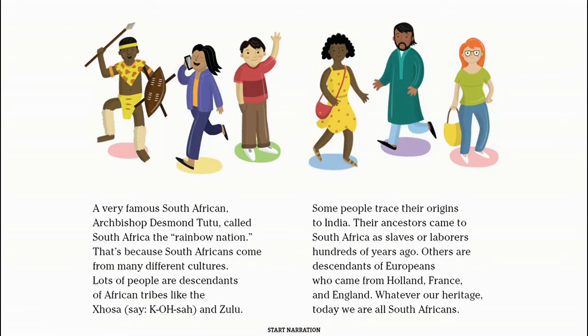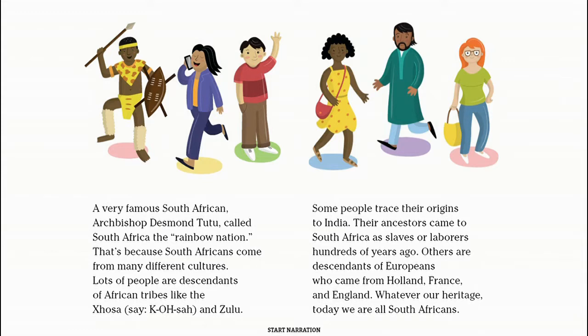A very famous South African, Archbishop Desmond Tutu, called South Africa the Rainbow Nation. The Rainbow Nation. That's because South Africans come from so many different cultures. Lots of people are descendants of African tribes, like the Xhosa and Zulu. 2 different African tribes, Xhosa tribe and the Zulu tribe.